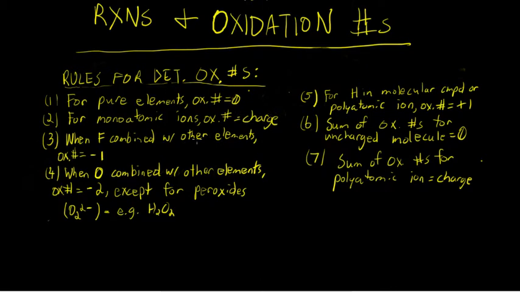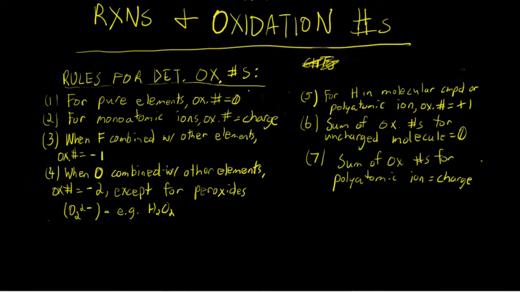When fluorine is combined with other elements, the oxidation number of fluorine is -1. So in, say, lithium fluoride, the oxidation number of fluorine is -1, or in trifluoromethane, which is CHF3, the oxidation number in each fluorine would be -1. When oxygen is combined, and this is an O, not a 0. So this is a 0, has a slash through it. This is an O, does not have a slash through it.